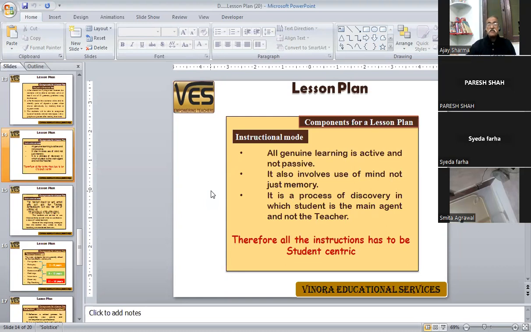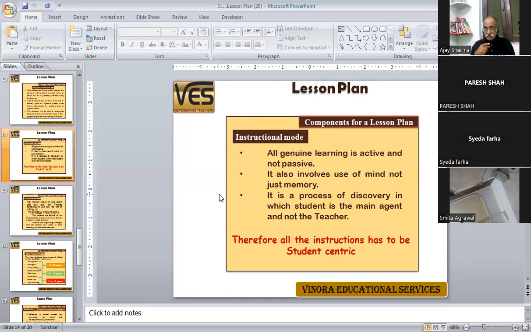And next is, it is the process of discovery in which the student is the main agent, not the teacher, which means the teaching has to be student centric, not teacher centric, not as per my liking. What I like, as per that only I will teach. That will not work. That used to work in our times. But now it is student centric. How they will learn.